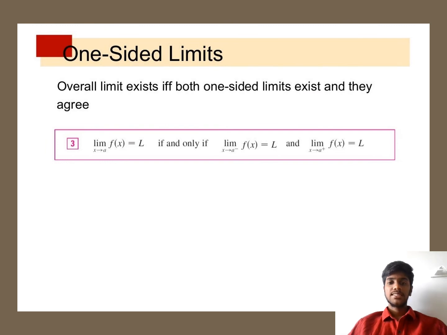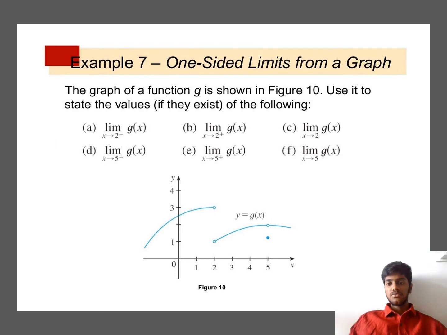The overall limit exists if both one-sided limits exist and they agree. The limit as x tends to a of f of x equals L if and only if the limit as x tends to a from the left of f of x equals L and the limit as x tends to a from the right of f of x equals L.